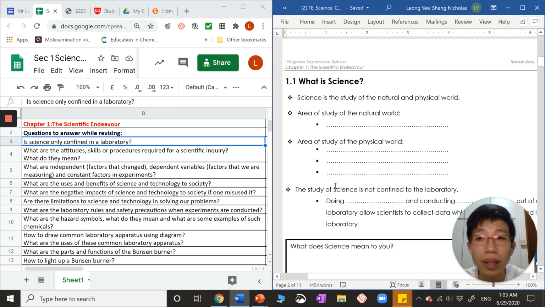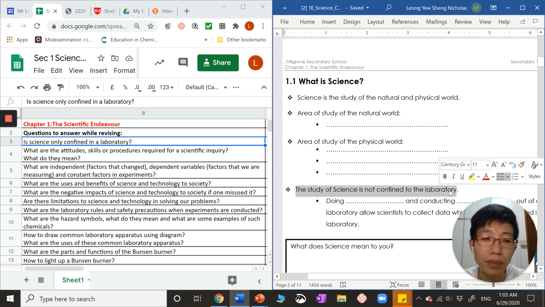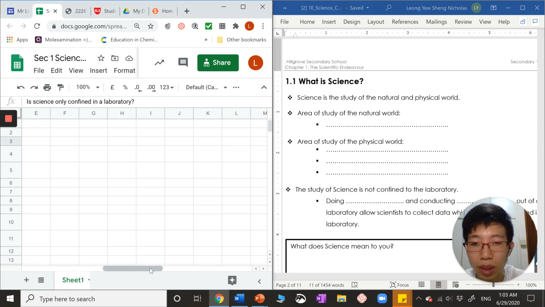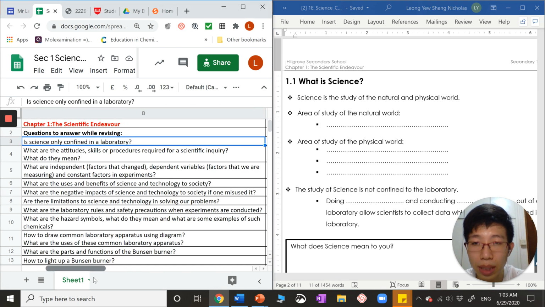So you can see, is science only confined in the lab? It can actually be found in your notes, page 2. Study of science is not confined to the lab. So this is how you study. If you understood this part, you can put a tick on your own foolscap paper to say that you have understood these questions. Okay, so how to link to your daily life? You can just link it as, we can do experiments outside of the lab.